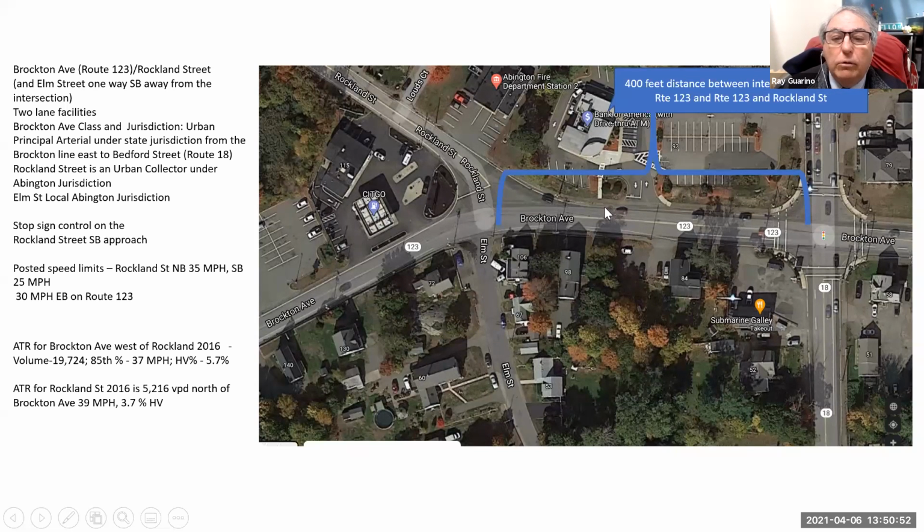There's a number of curb cuts at the intersection. There's this Citgo station here. There's a bank over here, and you can see the curb cuts that are really close to the intersection. And there's also an Abington Fire Department station right here on the north corner.